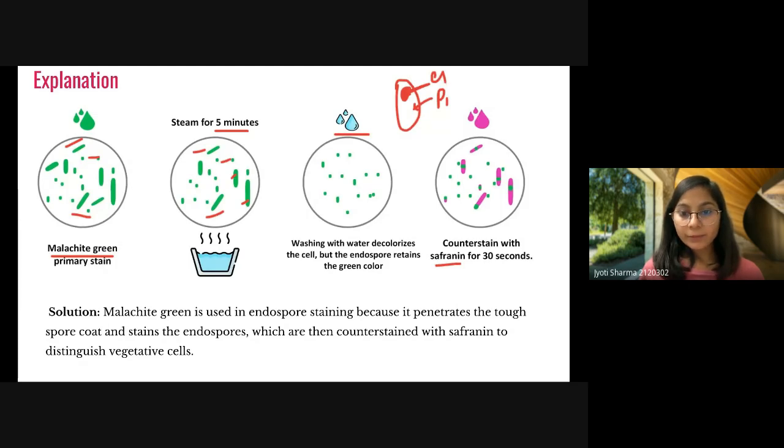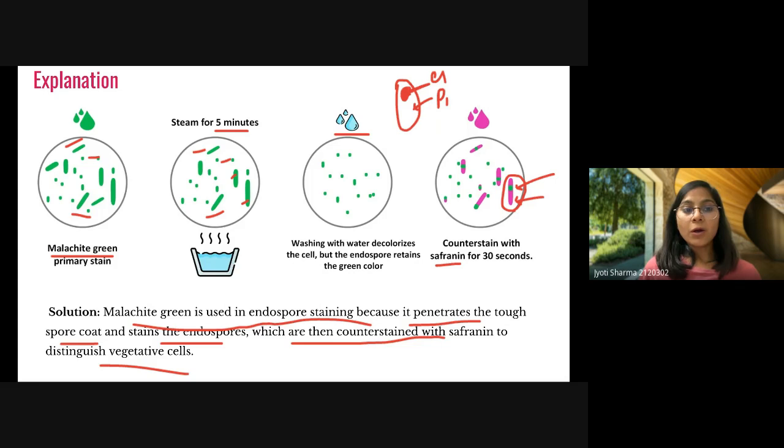Here, if you see, this is the whole bacteria, this is the remaining bacterial body, and this is the endospore of the bacteria. So this is how you can see the endospores of the bacteria using malachite green. Malachite green is used in endospore staining because it penetrates the tough spore coat. We talked about the structure of the endospore also. So malachite green can penetrate this spore coat and stain the endospores, which are then counterstained with safranin to distinguish vegetative cells.